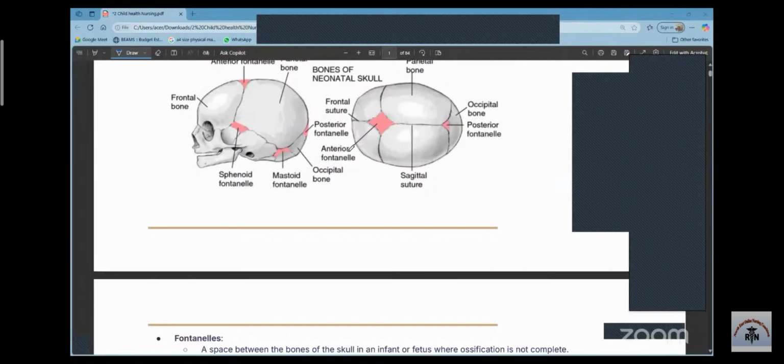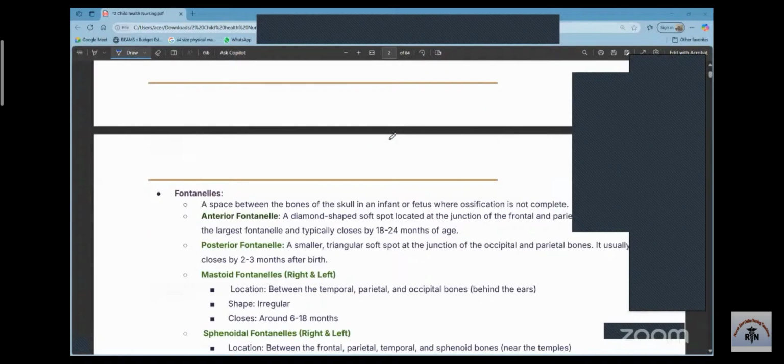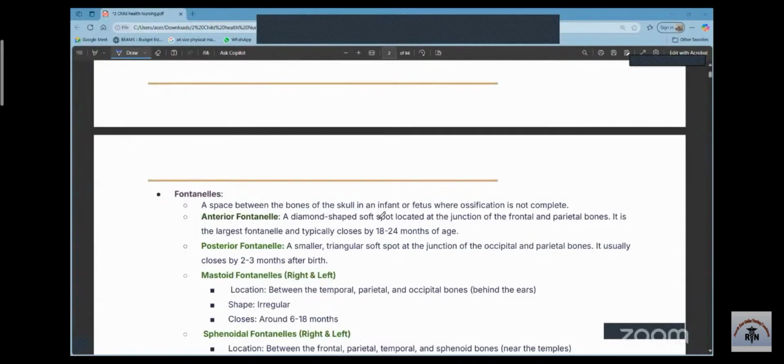Suppose the anterior fontanelle is present between the frontal suture, the coronal sutures, and the sagittal sutures. Otherwise they can ask, between the frontal bone and the two parietal bones. So we have the anterior fontanelle and the posterior fontanelle. These two are important from the exam point of view. Anterior fontanelle, as we all know, is a diamond shaped soft spot located at the junction of the frontal and parietal bones. It is the largest fontanelle and typically closes by 18 to 24 months.